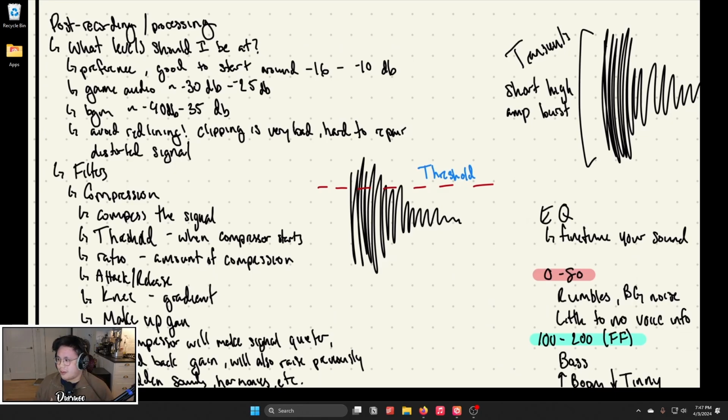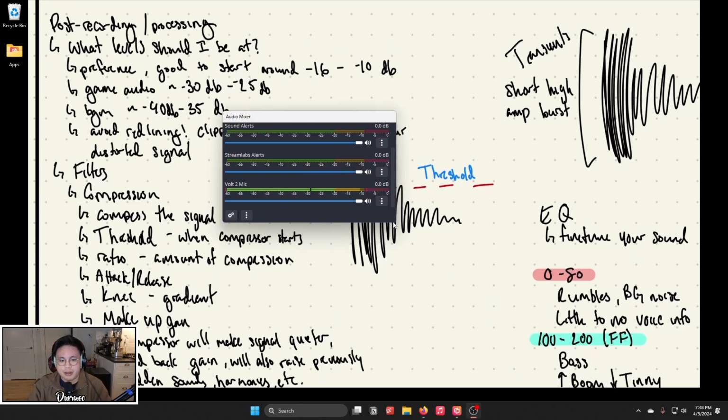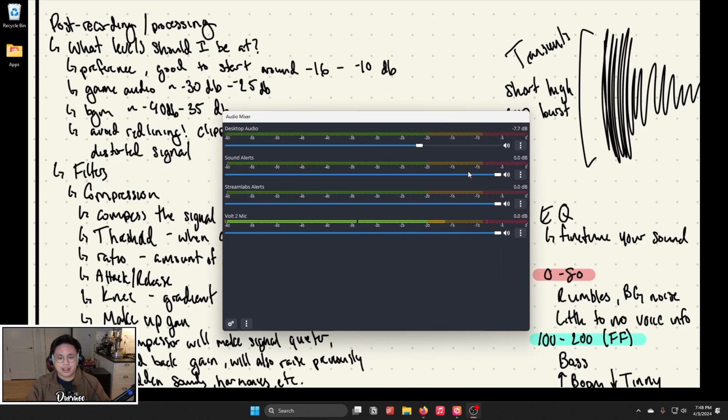My preference for my vocals is to be at around -16 to -10 decibels. This is my OBS. I'm peaking at around -8 or so, but I'm actually talking a lot louder now, so that's probably the reason why I sound louder than usual. But you can see I'm actually around -10 to -15, depending on what I'm talking.